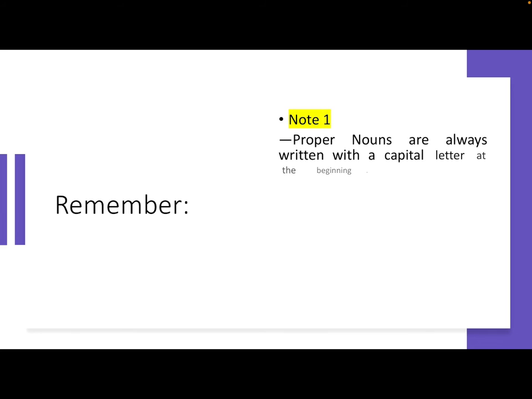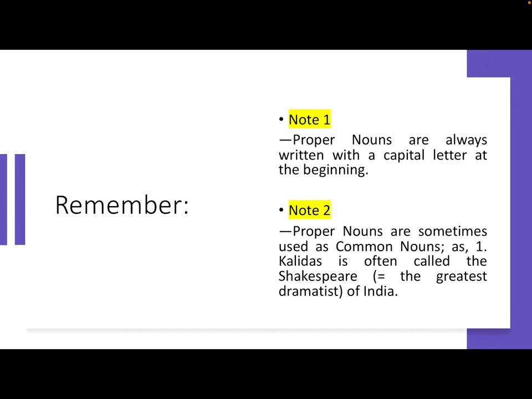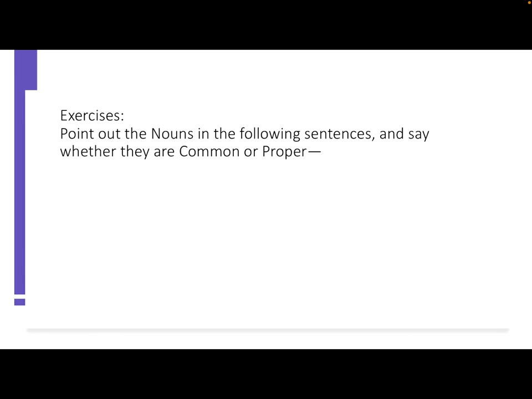Now, there are certain things which we need to remember when we learn about proper noun. So let's see. The first one is, proper nouns are always written with a capital letter at the beginning. The second is, proper nouns are sometimes used as common nouns. As you can see in this example, Kalidas is often called the Shakespeare of India. Here the Shakespeare is referred to as the greatest dramatist and it is considered to be as the common noun. Now let's do some exercise.